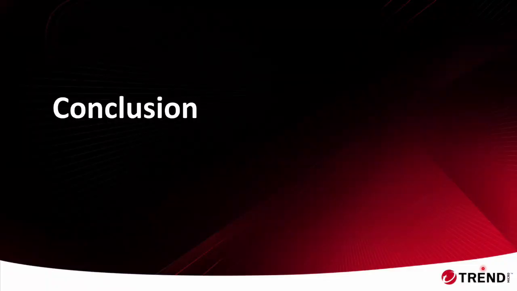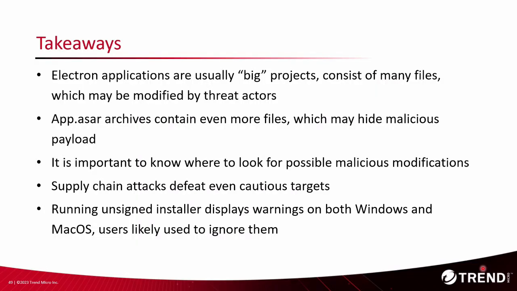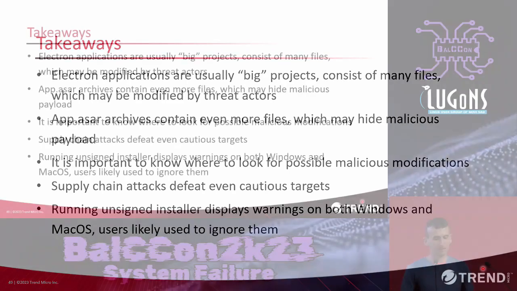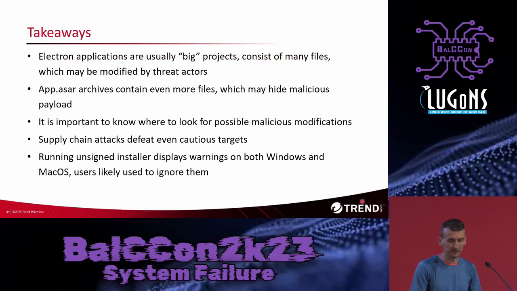Now I'm coming to the conclusion. So very quickly, the takeaways: Electron applications are usually big projects. When you download the archive, sometimes it has a few hundred megabytes. You extract all the files, there are a few hundred files. You find an ASAR archive, you extract it, and you have another hundreds of files.